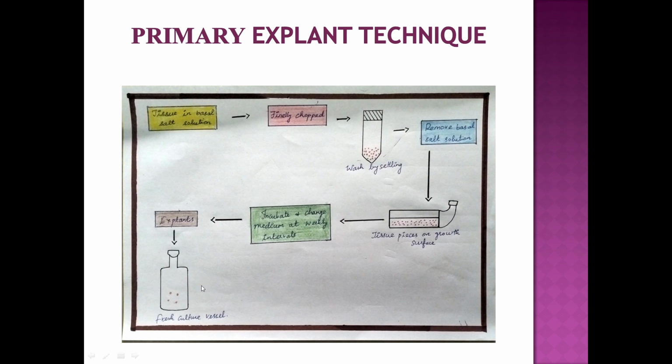The primary explant technique is particularly useful for disaggregation of small quantities of tissues, for example skin biopsies. The other two techniques, mechanical or enzymatic disaggregation, are however not suitable for small amounts of tissues, as there is a risk of losing cells. So the primary explant technique is very useful for this.